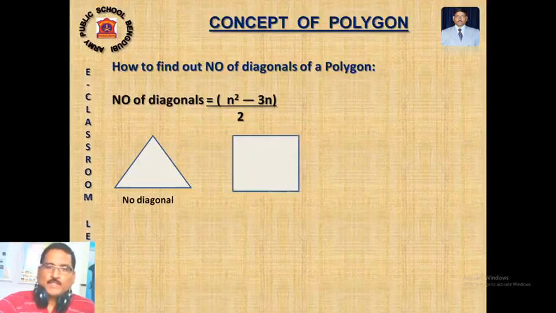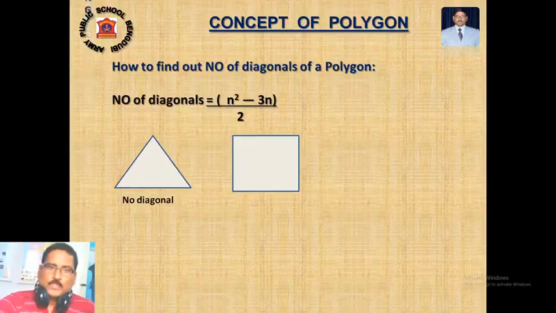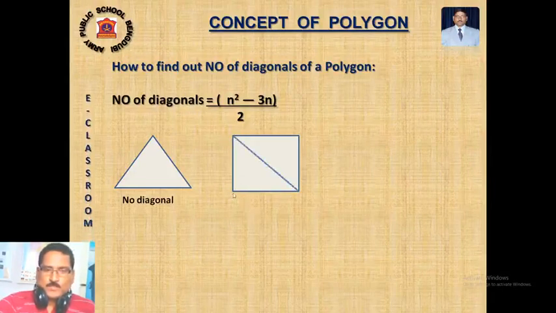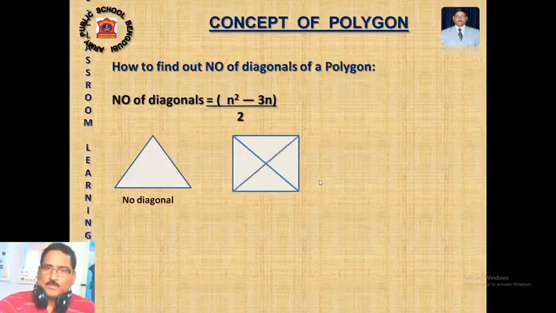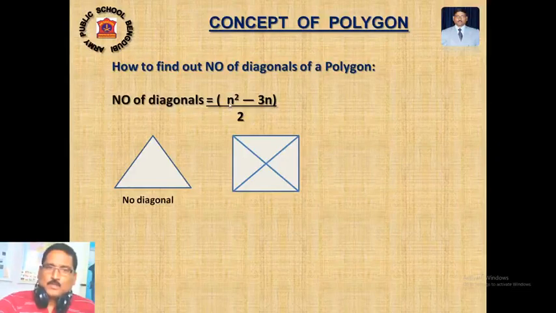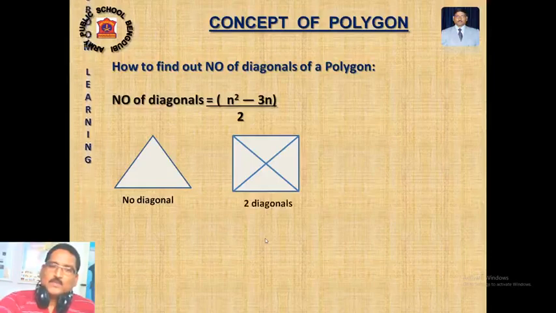Okay, now I am taking the example of a square or rectangle or any quadrilateral. You see, if I start from here, joining alternate vertices, that is 1, and if I start from here, the alternate vertices will be there, that is 2, so now 2 only. Okay, and if I apply this formula, n squared means 4 squared, 4 squared minus 3 into 4, 12. 4 squared is 16, 16 minus 12 is 4, 4 divided by 2 is 2, that means a square has 2 diagonals.